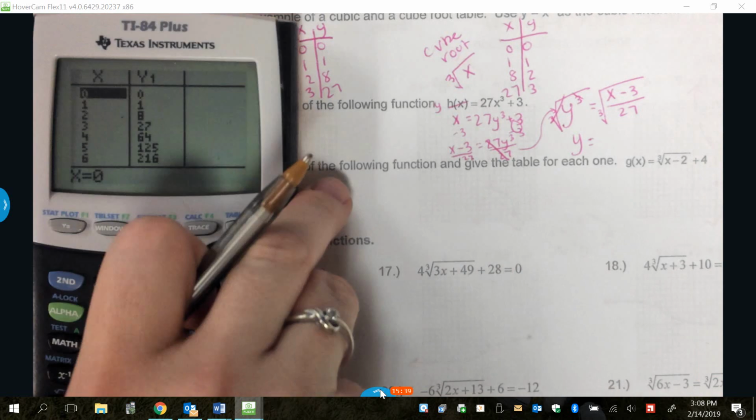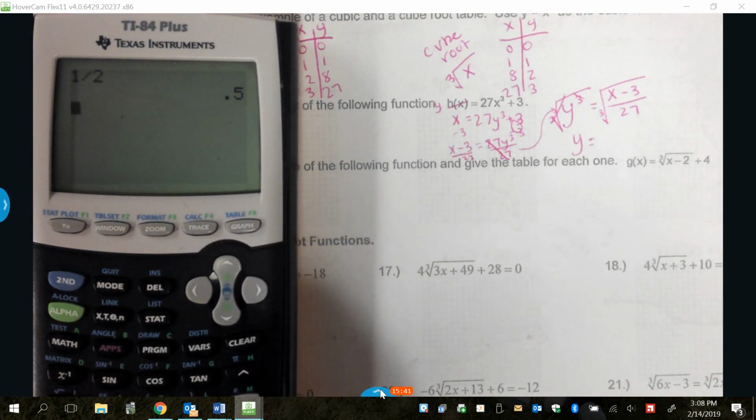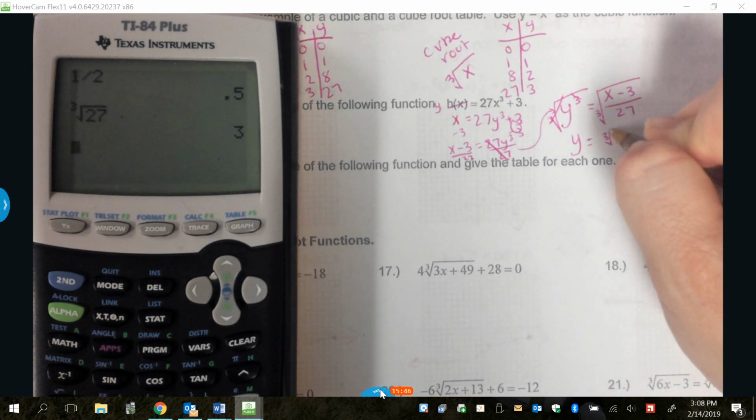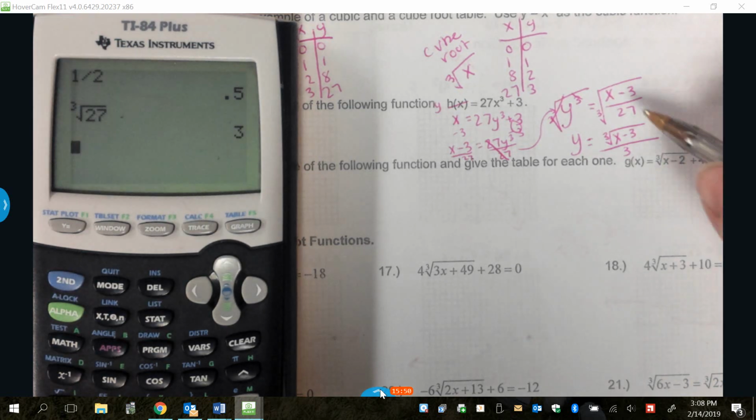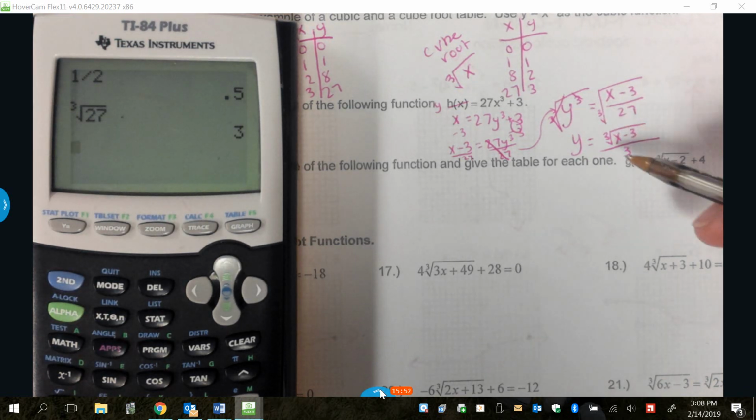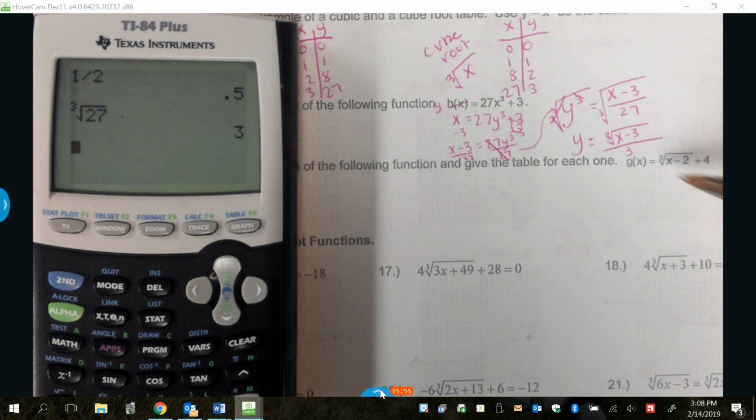But I always need to check to see if I can simplify the bottom. So math 4, cube root of 27 gives me 3. So I can simplify the bottom, so I'm just going to put the top in the cube root over 3. See the difference: the bottom is not in the house, it's only on the top.